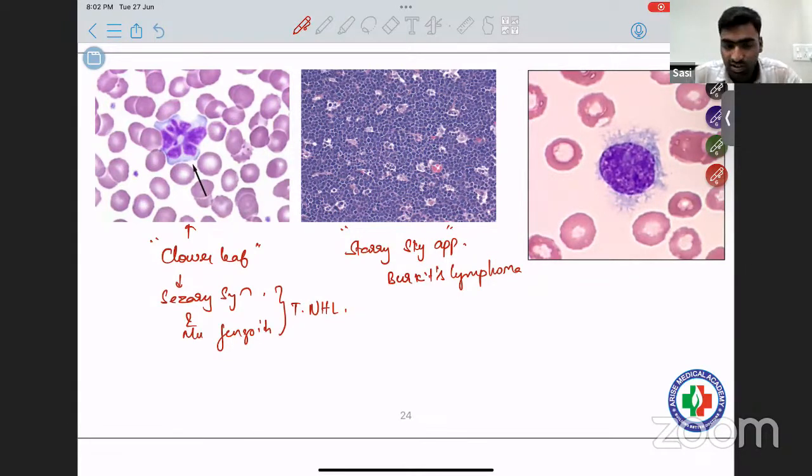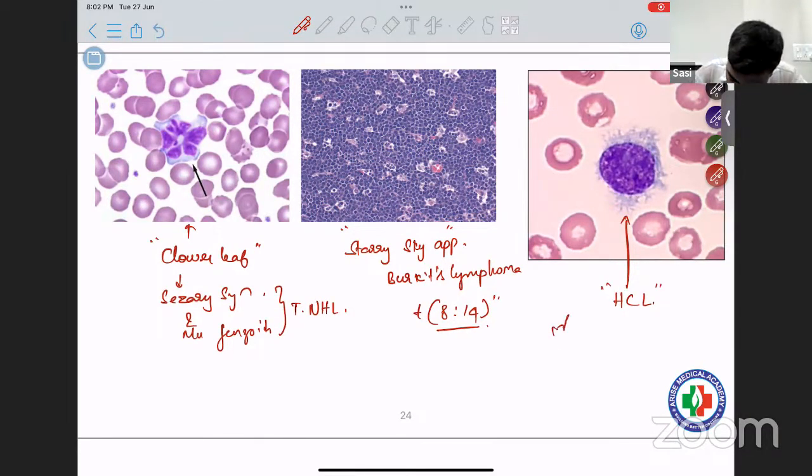And what is the translocation you will see in a case of Burkitt's lymphoma? Answer in the chat box. Yeah, correct. It's due to the translocation 8;14. Fine. Remember, it is due to the translocation 8;14. Next one, if you see this, these hairy cells are seen in a case of hairy cell leukemia. Fine. In the case of HCL, what is the marker? What is the marker you will see in a case of HCL?